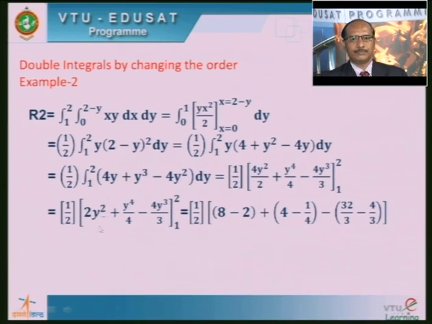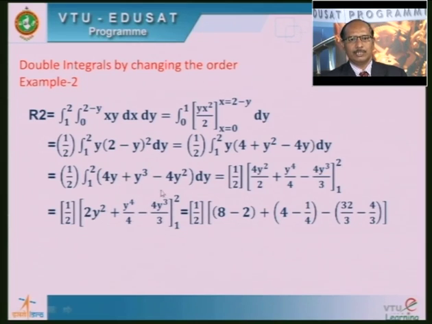Coming to the second term, put y is equal to 2. 2 raised to 4 is 16, divided by 4, that is 4, minus put the lower value y equal to 1, that is 1 by 4. So 4 minus 1 by 4 is the simplification of the second term.